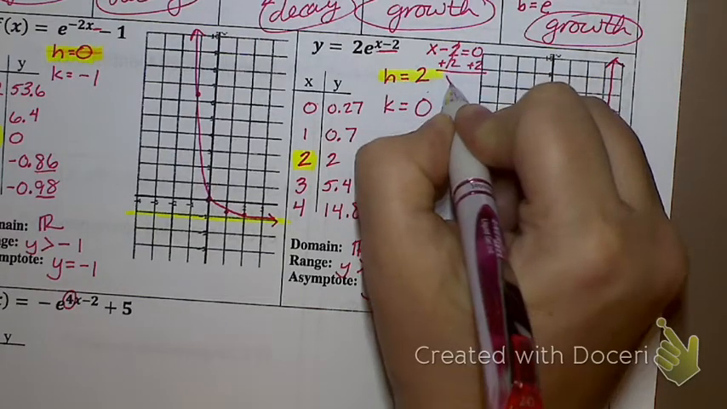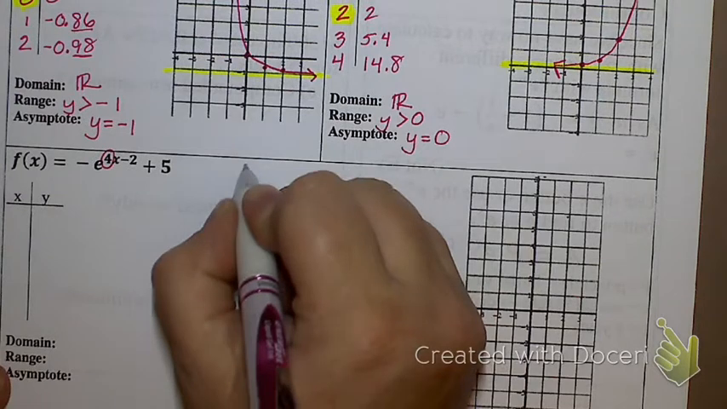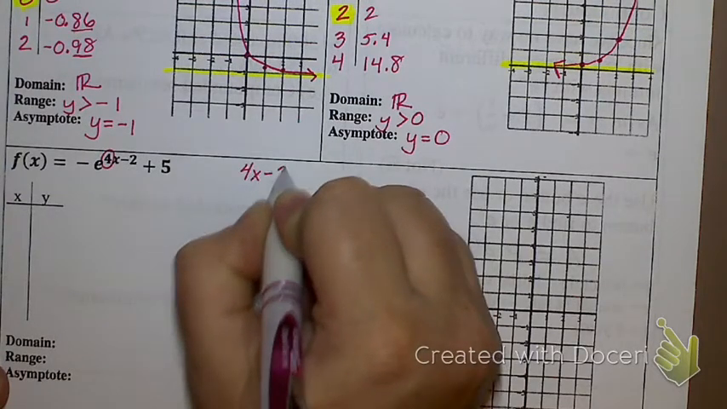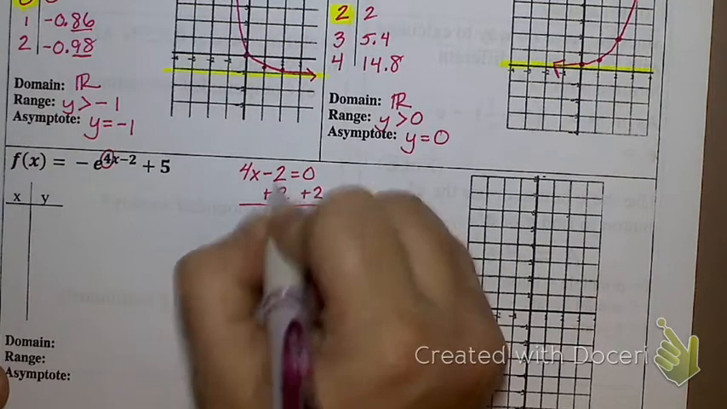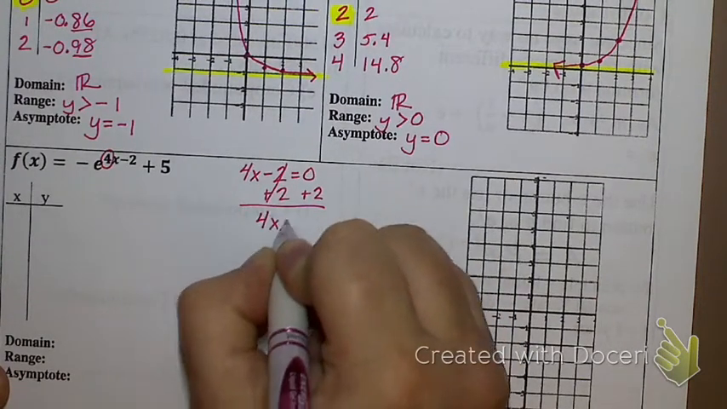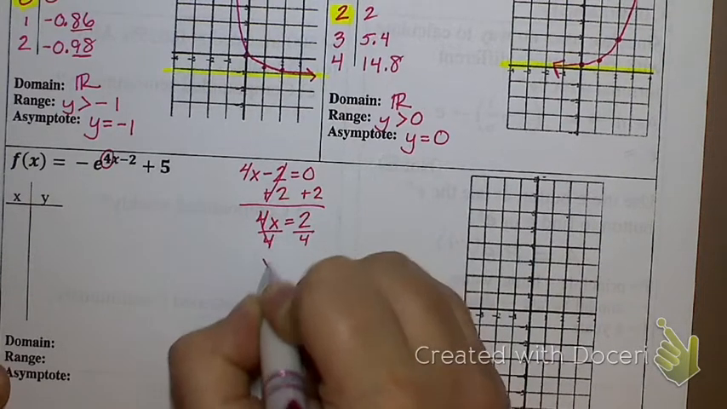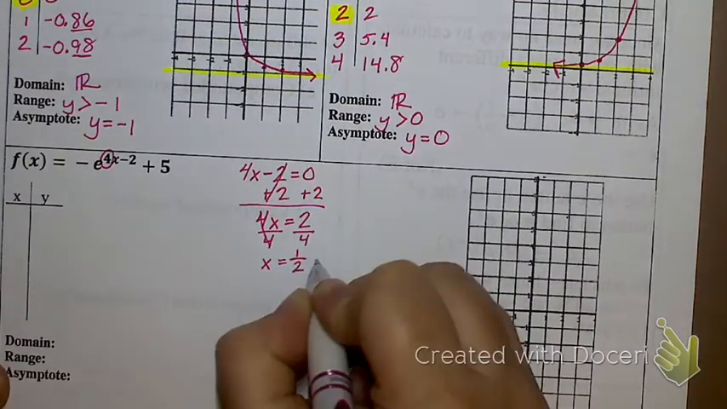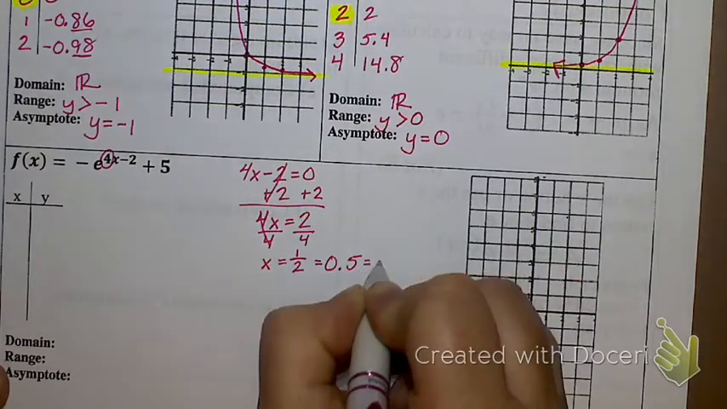So that's how you get your X equals 2, and that's where H comes from. I have to do that down here as well. So when I set 4x minus 2 equal to 0, and I add 2, and yes, you might be able to do this in your head, divide by 4, I get x equals 1/2, which for graphing purposes, I'm going to call 0.5. And that is my H value.